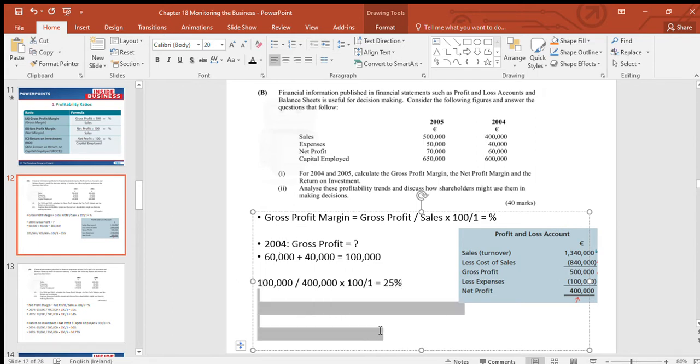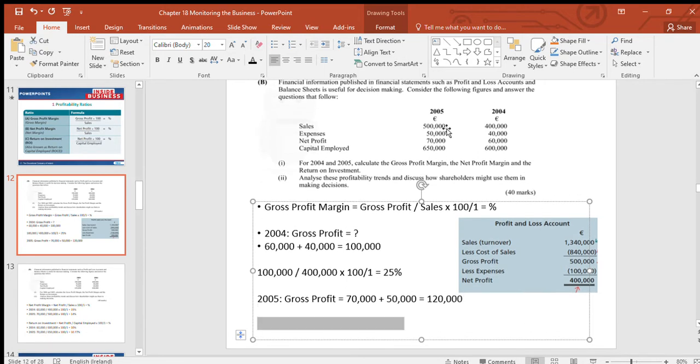Well, it's the same process again. I look here and I see, okay, I don't have my gross profit, but I can work it out. Net profit plus expenses, 70,000 plus 50,000. My gross profit's now 120. I worked my way back up. Net profit plus expenses would give me gross profit. I'm going in reverse order. So 120,000 is my gross profit.